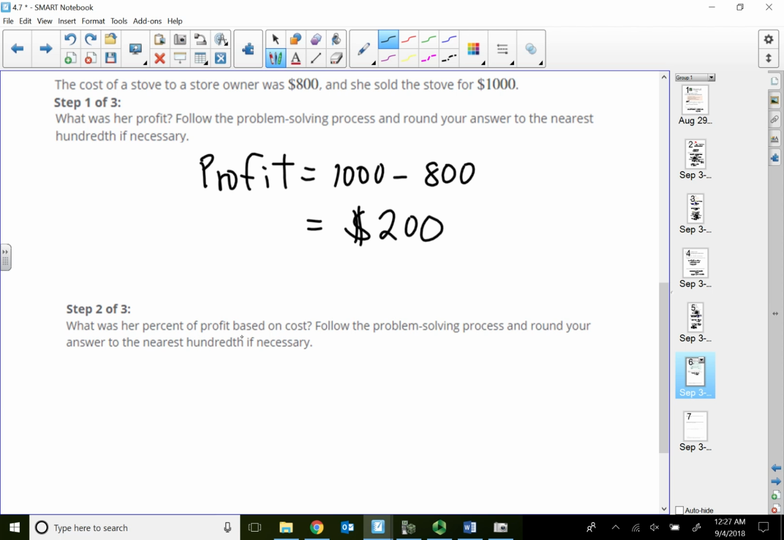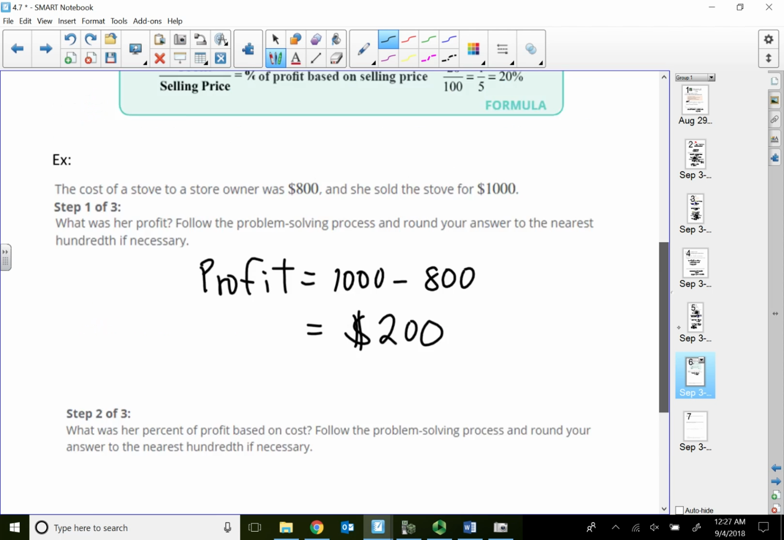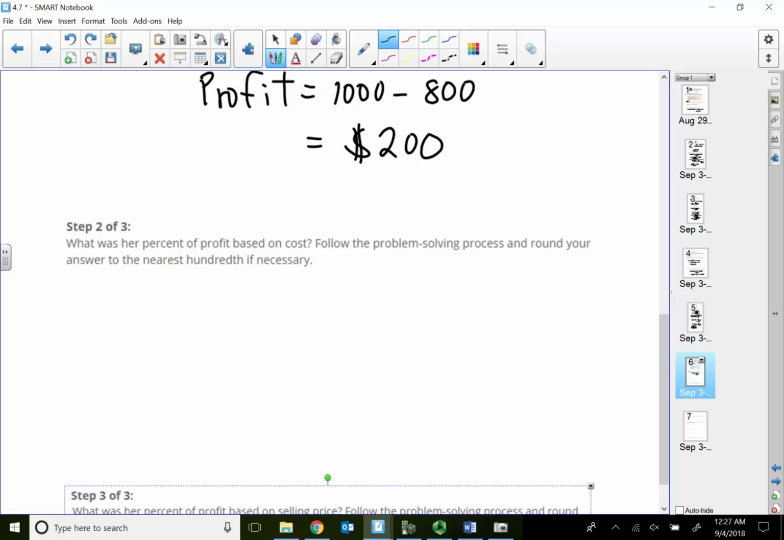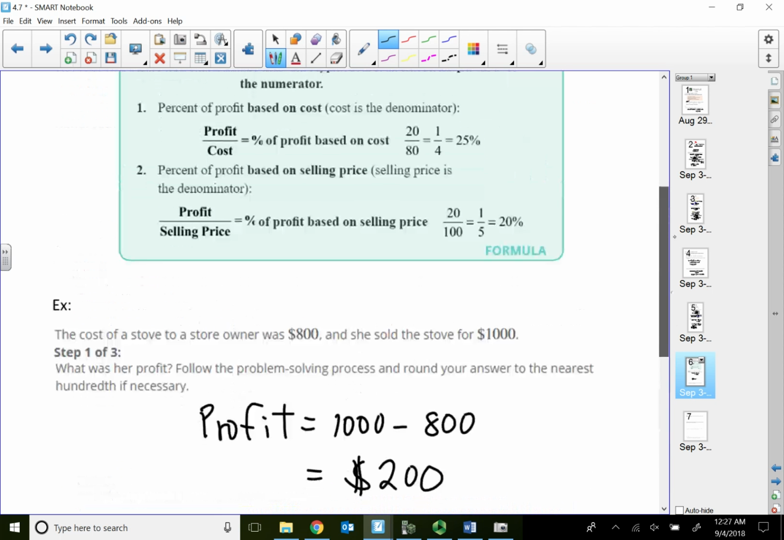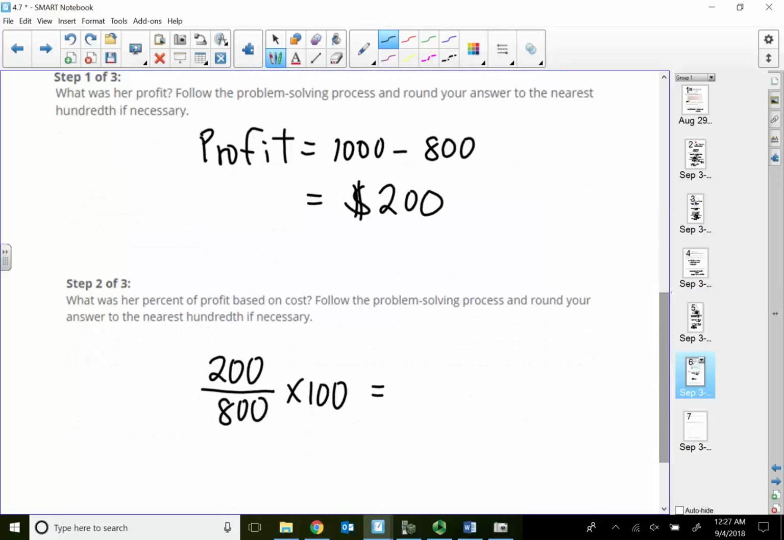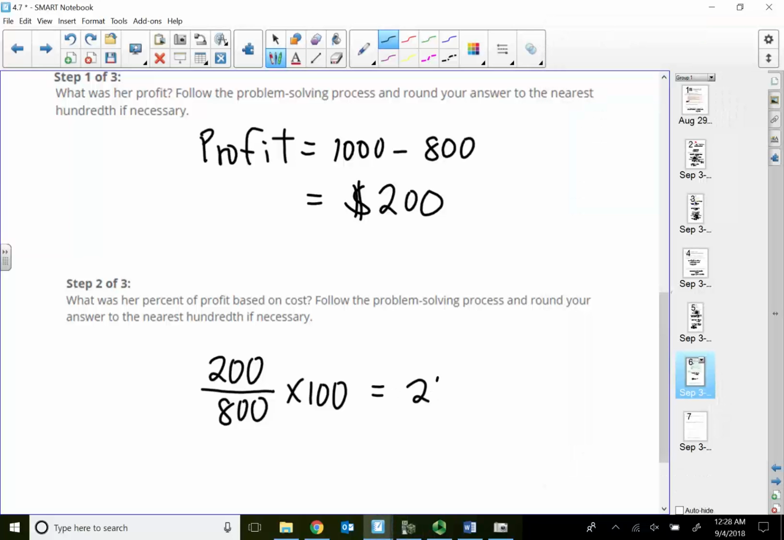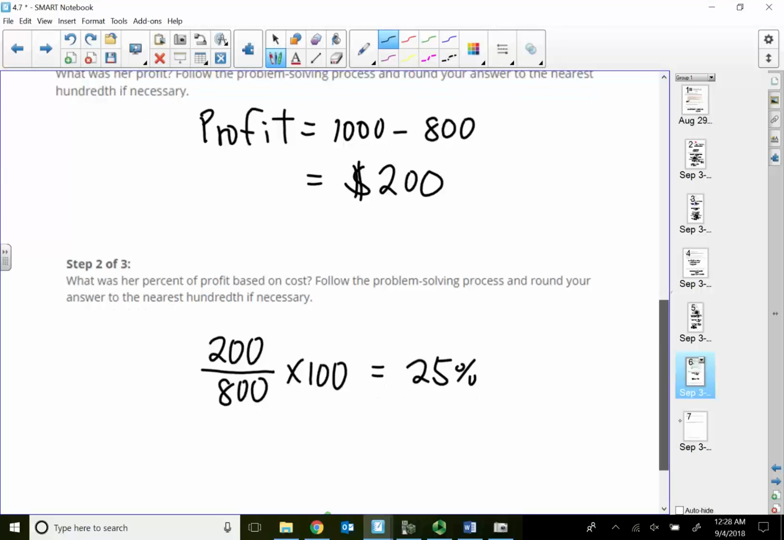What was her percent of profit based on cost? Percent is equal to part over the whole, but it's based on the cost. So her profit, 200, divided by her cost, which was $800. Make sure we times 100 to convert back to a percent. So $200 divided by 800 times 100, so that will be 25% profit. That's based on the cost.